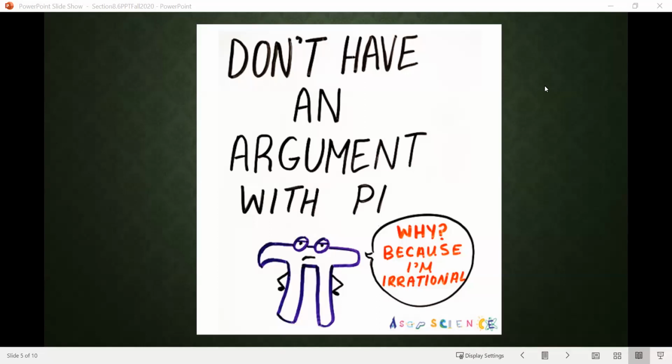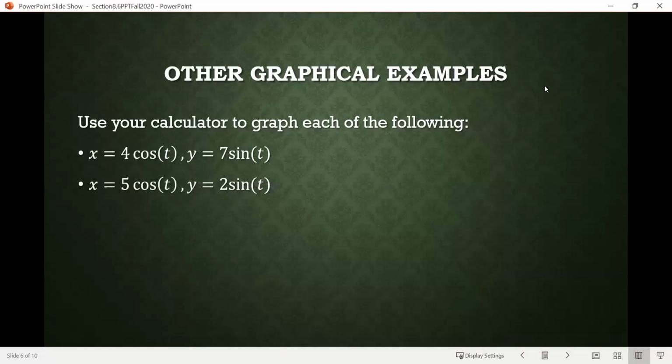8.6. And as promised, in this section we are going to be looking at graphing parametric equations using technology. And then we'll also look at some conversions between parametric equations and Cartesian equations. So we're going to start by learning to use our calculator to graph each of the following sets of parametric equations. We have x equals 4 times cosine of t, y equals 7 times sine of t, and then x equals 5 times cosine of t, and y equals 2 times sine of t.